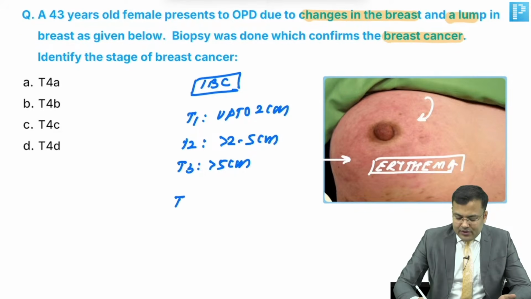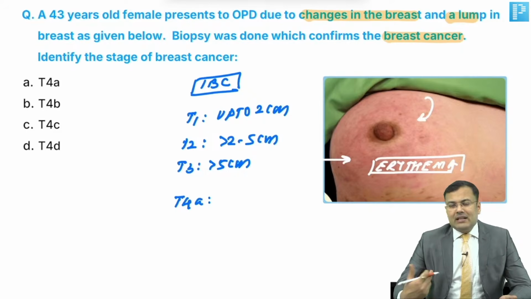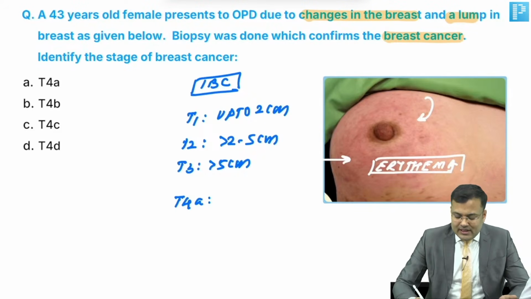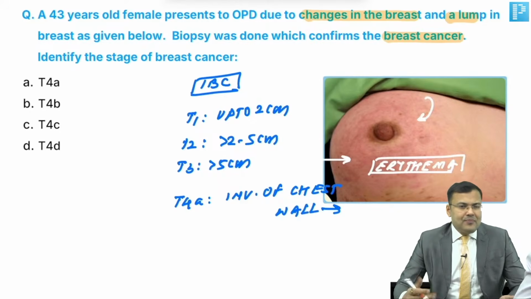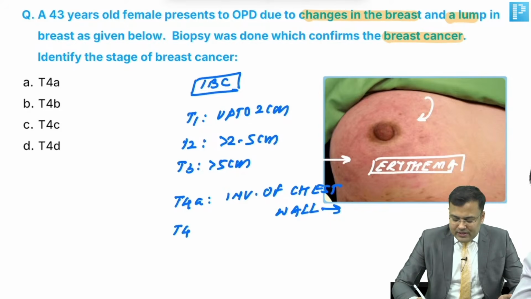You know what is T4A? याद करने का आसान तरीका, A means अंदर. So whatever is under the breast, मतलब there is involvement of chest wall. You know that chest wall means ribs plus intercostal muscles plus serratus anterior. So this is T4A.